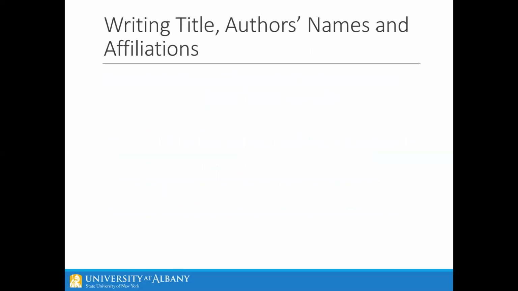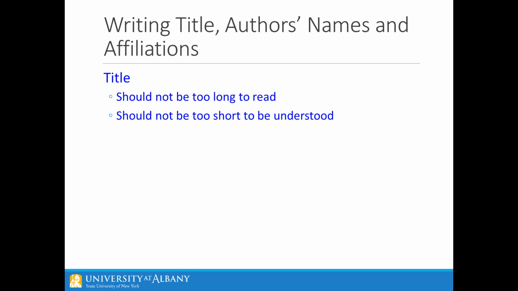Okay. Then finally, you write title, author's names, and affiliation. Okay. And in writing author's name and title, the title should not be too long to read. It should not be like coming in 2 lines. Okay, that does not look good. And it should not be too short to be understood.